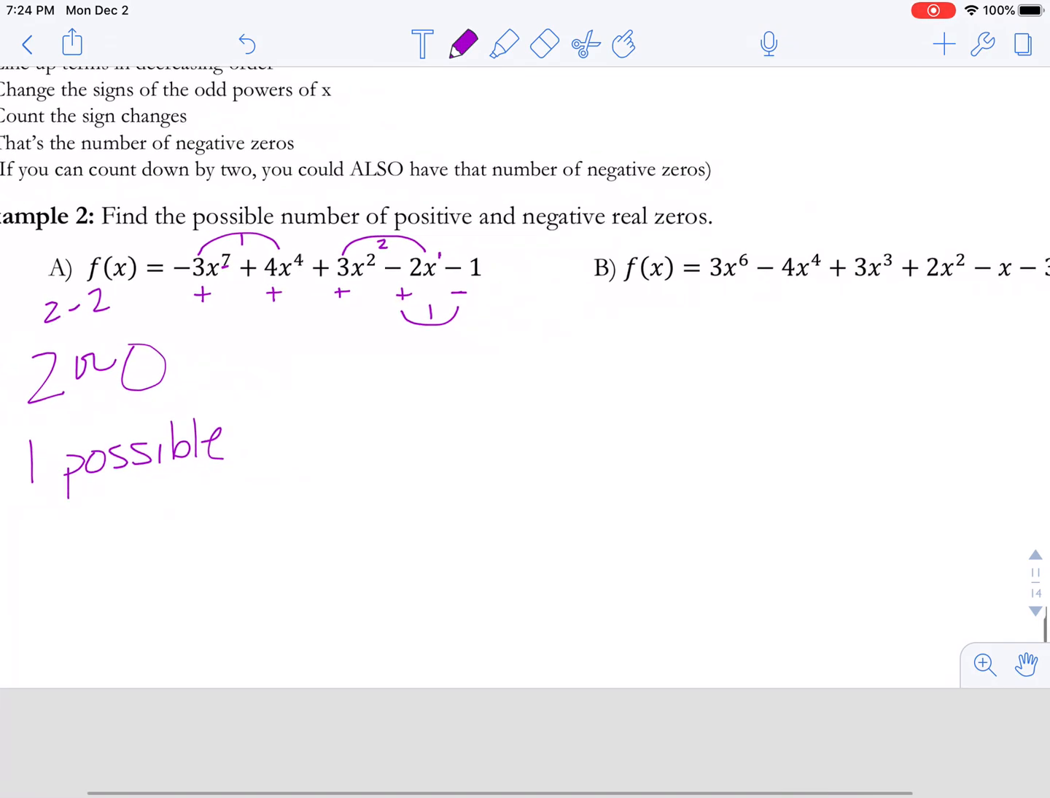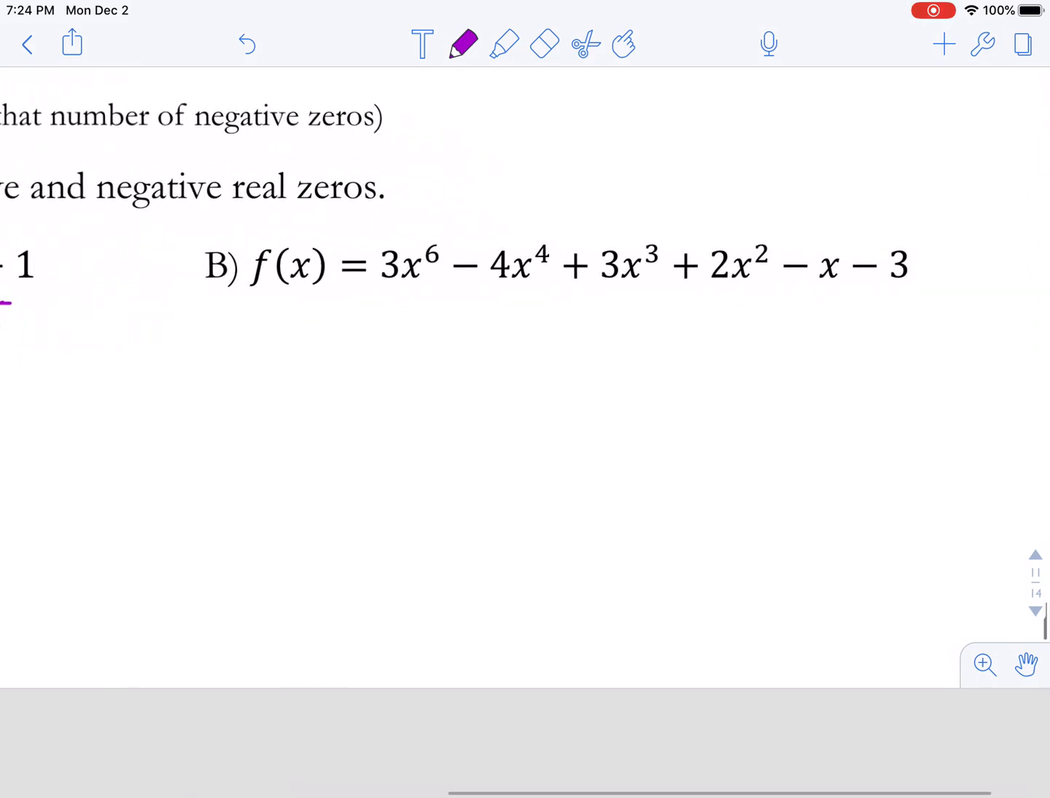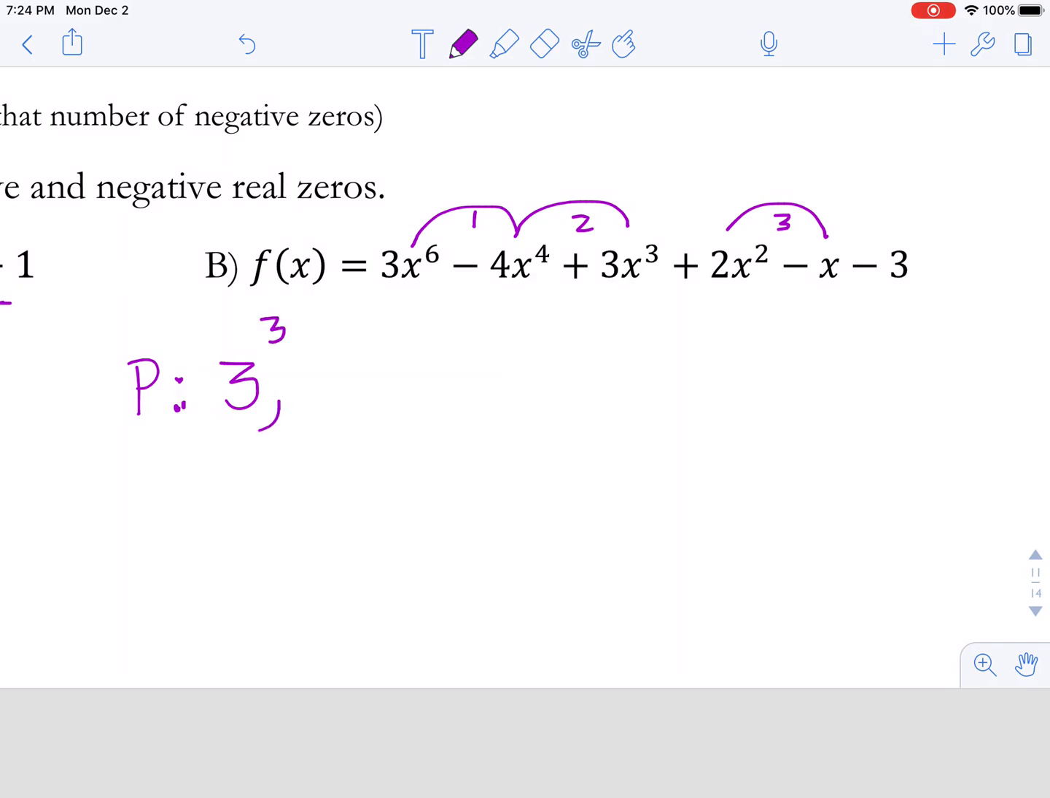Okay, let's go ahead and look at B. I'm going to do the positive first, so I don't have to change any signs for that. Here I'm going from a positive to a negative. That's one sign change. Again, a negative to a positive, that's a second sign change. Positive to positive, that's not going to work out, but I go from a positive to a negative. That's a sign change. And so that means I have 3 possible positive real zeros. So I would have 3, and then I also do 3 minus 2. I could have 3 or 1 positive.